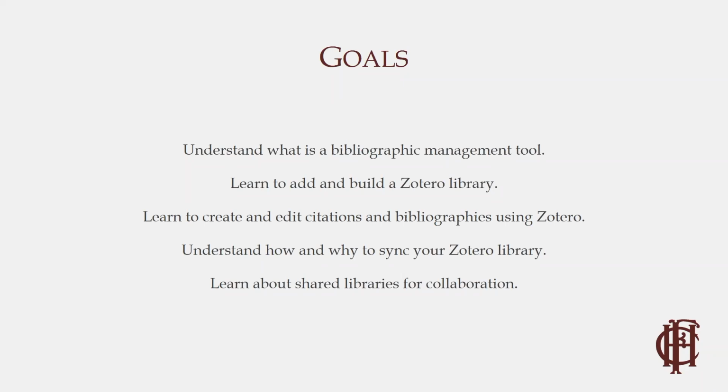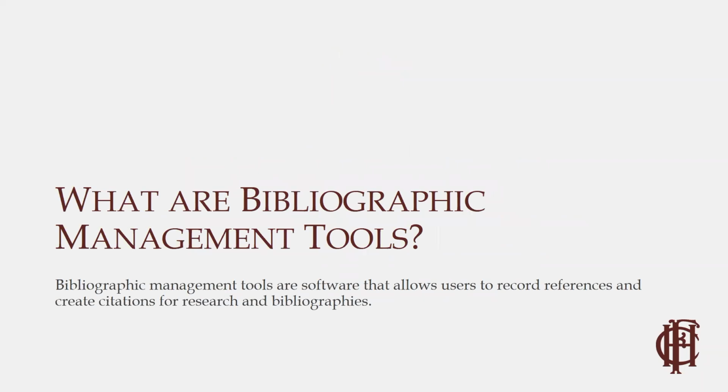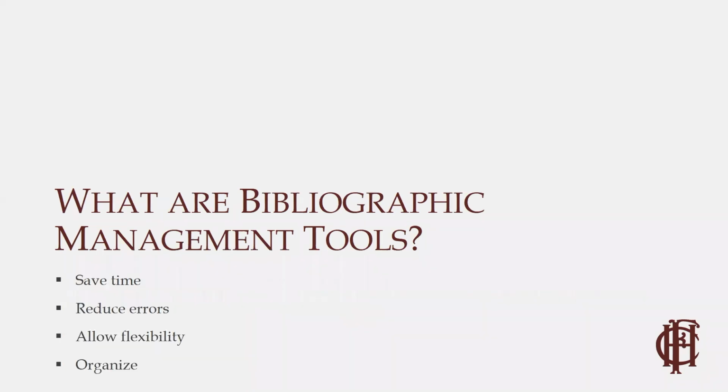So let's define some of those terms and get a sense of what Zotero is. Zotero is a bibliographic management tool. And you can see that I'm defining these tools as software that allows users to record references and create citations to assist with research and bibliographies. The references that these tools record can take on a variety of formats. They can be books, articles, videos, artworks, podcasts, primary sources, and other media and formats. And there are actually many different bibliographic management tools available. However, all of them have several common attributes that we're going to review.